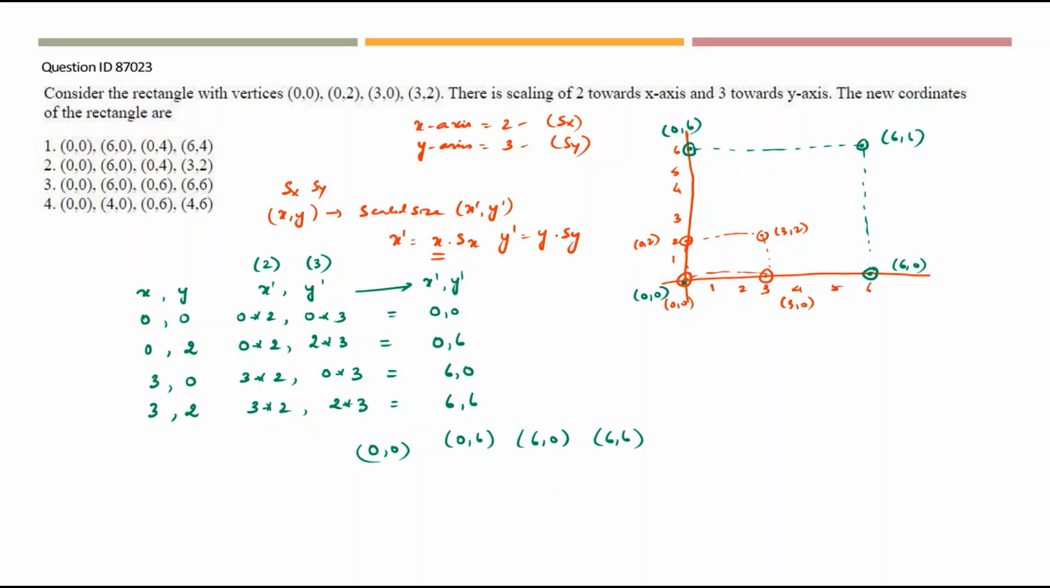Here the x-axis has been scaled up by 2. Sx is equal to 2. And the y-axis has been scaled up by 3. This option is not there. The last one is also not there. So here 0 comma 0 is present. 6 comma 0 is present. 0 comma 6 is present and 6 comma 6 is present. Option number 3 will be the right answer.